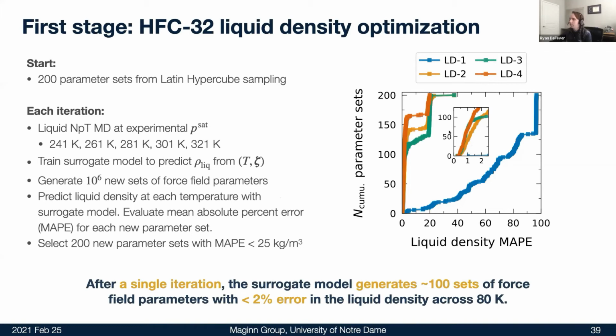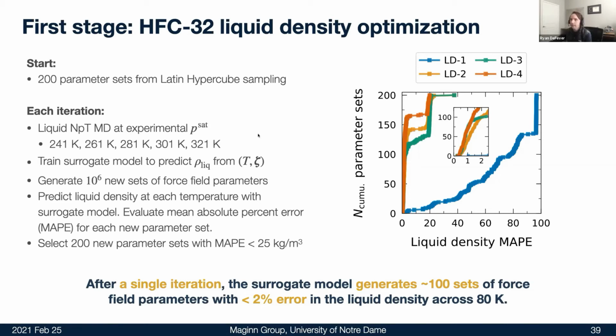So we can do a couple more iterations of this. We get a little bit more improvement, but the takeaway from this is that we're able to generate several hundred different parameter sets that are all giving very low values for the error in the liquid density.